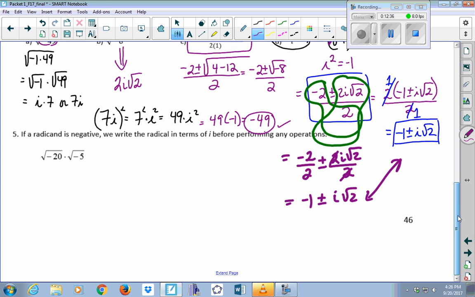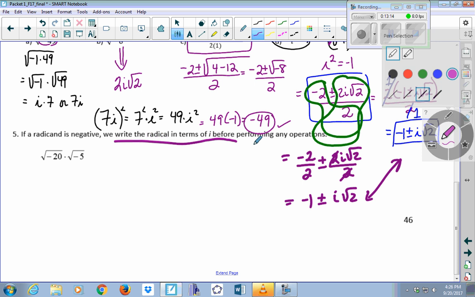Okay, so one property of real numbers does not translate to a situation where you have a radicand, remember that's the piece under the radical sign. When you have radicands that are negative, you do not want to multiply negative 20 times negative 5 to be 100, because that answer would be 10, and that's incorrect here. What you want to do is rewrite each radicand in terms of i. So that's right here. You want to write each radicand in terms of i before you perform any operation. So let's take a look at that.